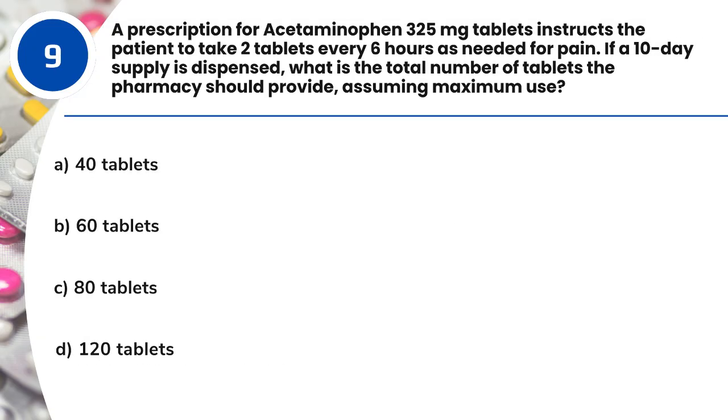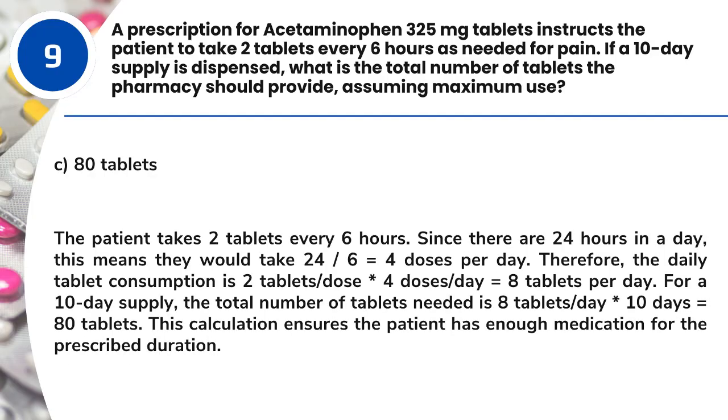Question 9. A prescription for acetaminophen 325 mg tablets instructs the patient to take 2 tablets every 6 hours as needed for pain. If a 10-day supply is dispensed, what is the total number of tablets the pharmacy should provide, assuming maximum use? A. 40 tablets. B. 60 tablets. C. 80 tablets. D. 120 tablets. Answer C.